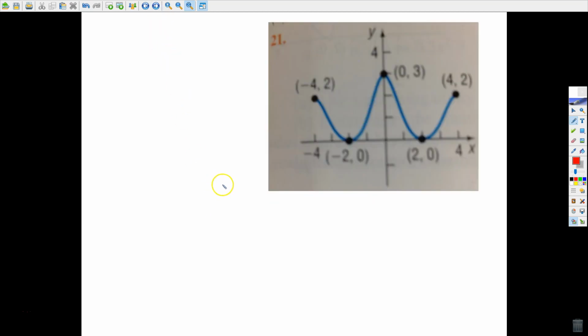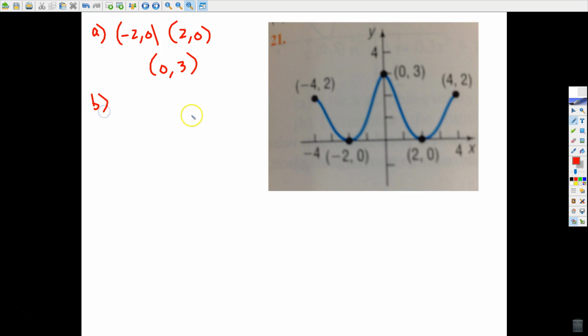All right, now let's move over to number 21, and we've got several things to answer. Some of this is review. Let's go ahead and take care of the intercepts. We have x-intercepts at -2, 0 and +2, 0. And we have a y-intercept at 0, 3.